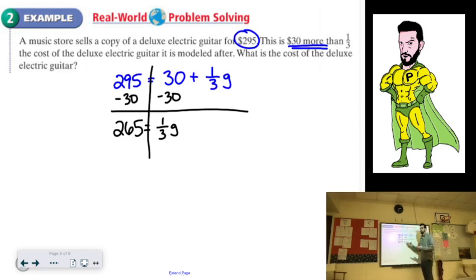So if we're trying to get rid of 1/3 times something, we could divide by 1/3. But again, we're dividing by a fraction, so we could just multiply by the reciprocal, which would be 3 over 1. And 3 over 1 is just 3. So we can multiply both sides by 3.